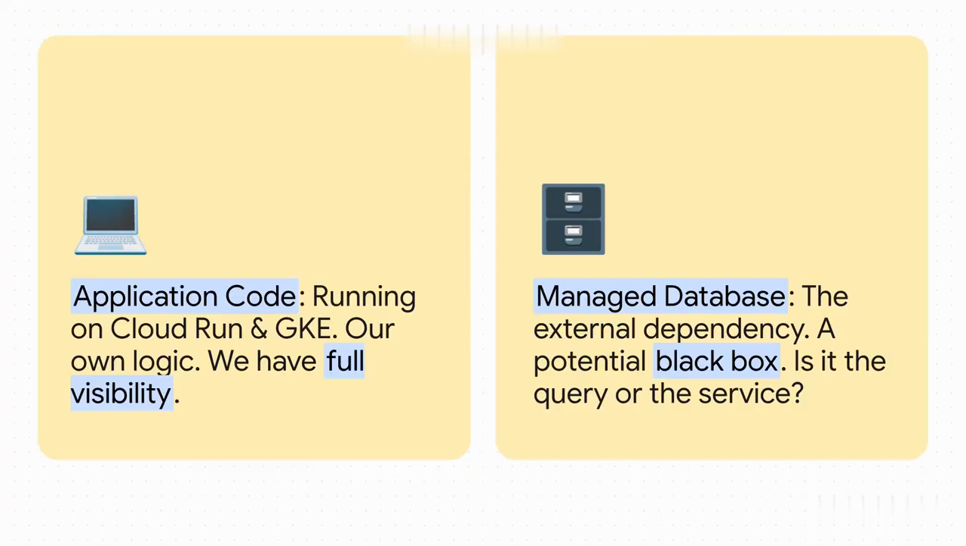And this brings us to that classic question. Is it our code or is it the database? On one hand, you've got our application code. We wrote it, we deployed it, we should have total visibility. On the other hand, there's our managed database. It's an external dependency, and sometimes, let's be honest, it feels like a total black box. Is the problem a bad query we're sending it? Or is the service itself just having a bad day?